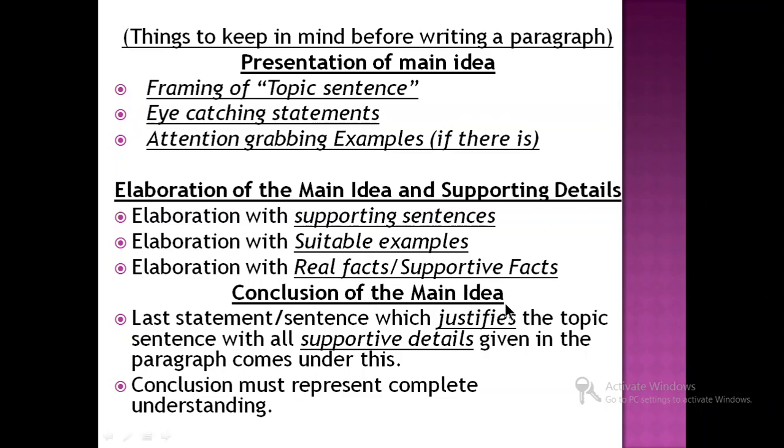Now, it is that last stage where you are trying to write such sentences where you can remain in the memory of the reader as an essence. एक एसेंस की मदद से, एक सुगंध की तरीके से आप उसके दिमाग में घुस जाएं रीडर के, ताकि वो पुरानी चीजों को मेमोराइज कर पाए. So let's understand this one as well. Last statement or sentences which justify the topic sentences. You are writing the conclusion in such a way which can justify.